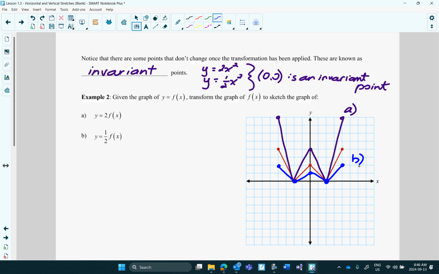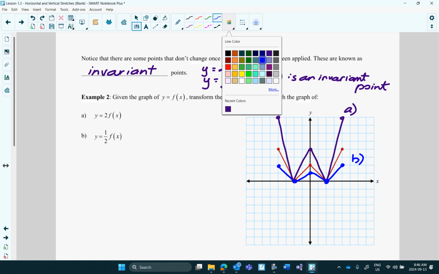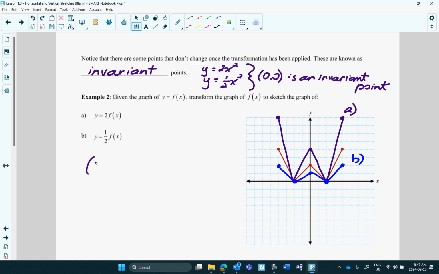Any questions so far? What would be the invariants for both of them? What points didn't move? Not 0, 2. 2, 0. And was there another one? Negative 2, 0. Yeah. So 2, 0 and negative 2, 0 are invariant points.